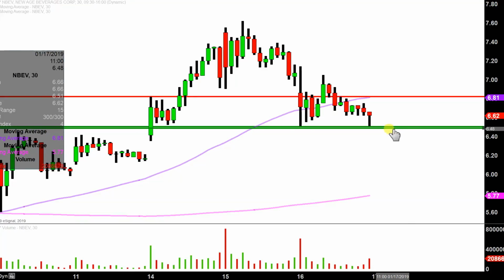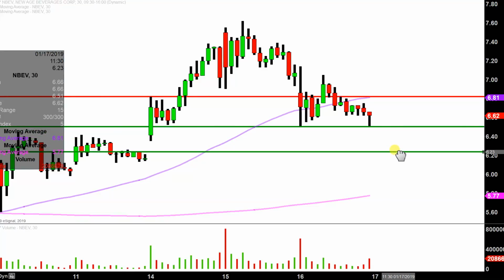In the event, though, the price does break down through 650, the next key level would be right around that gap close location at $6.25. So again, near term 650, if that doesn't hold as support, then keep an eye out for right around the 625 mark.